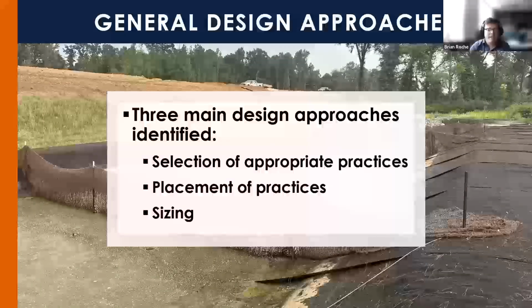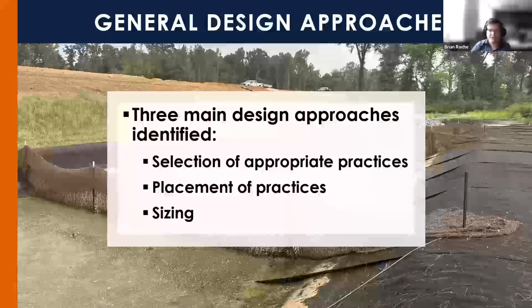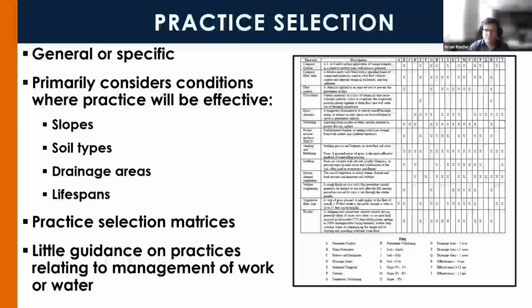So we found that there were three main design approaches for erosion sediment control, and that's the selection of appropriate practices, the placement or spacing practices, and their sizing. So practice selection can be general or a little more specific. General example would be using a sediment basin instead of a smaller sediment trap for sites of a certain area, or more specific, such as recommending a specific type of erosion control blanket or turf reinforcement mats for slopes of certain steepnesses with certain soil types. This primarily considers conditions where practice would be effective, including the slopes, soil types, drainage areas, and lifespans.